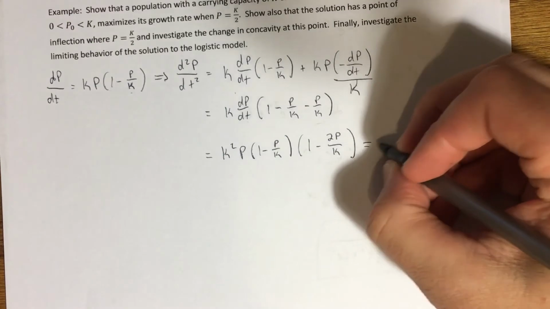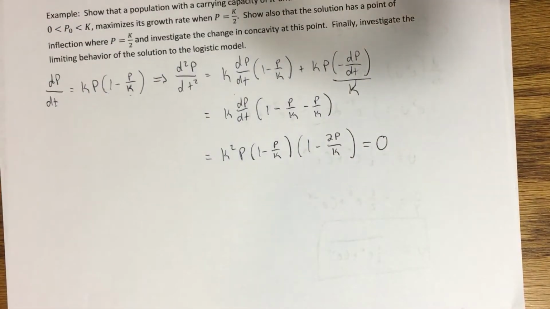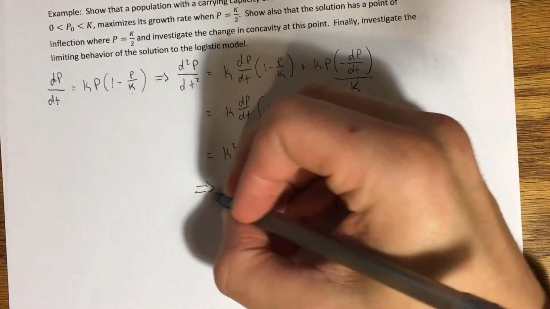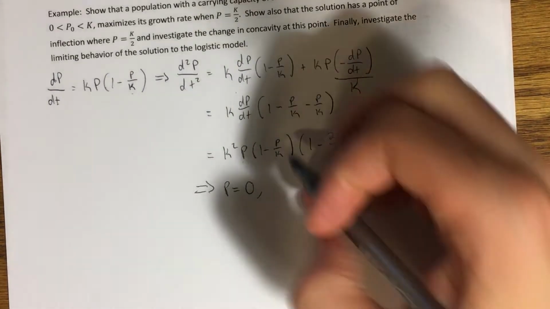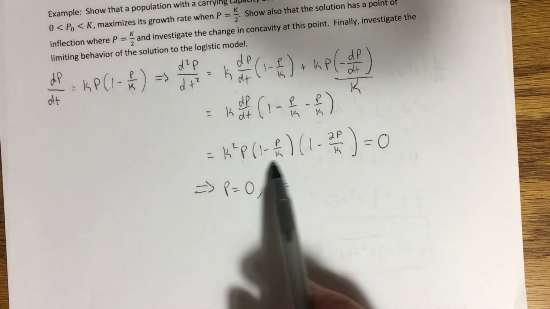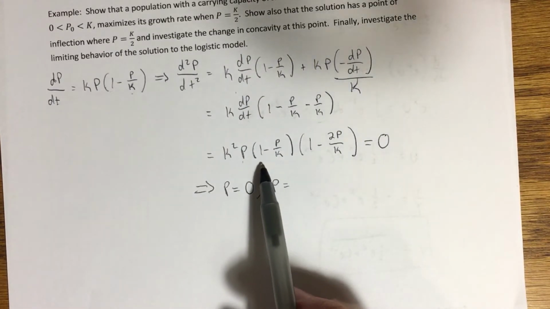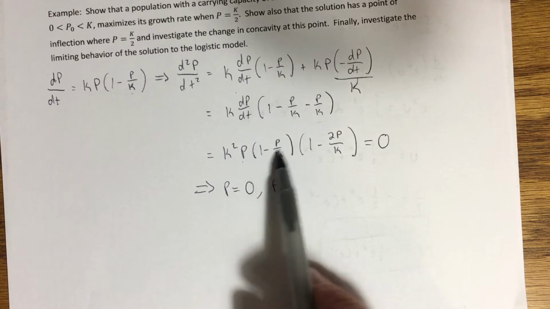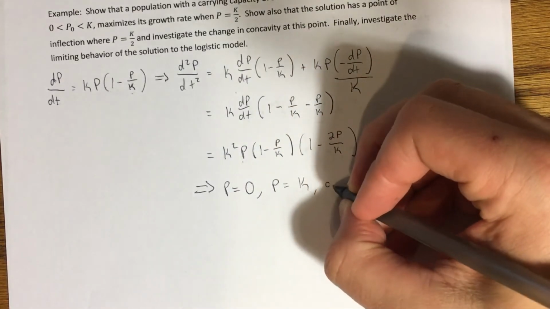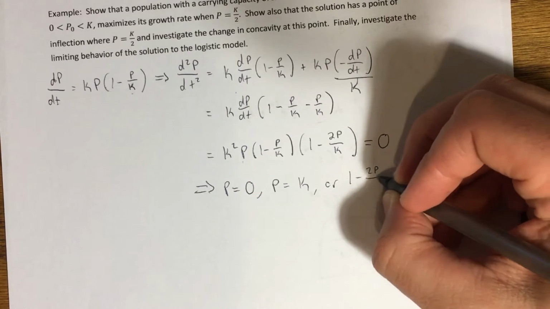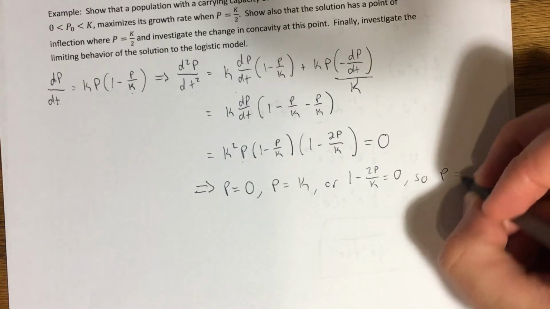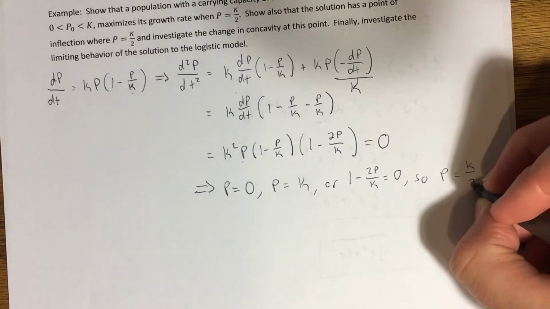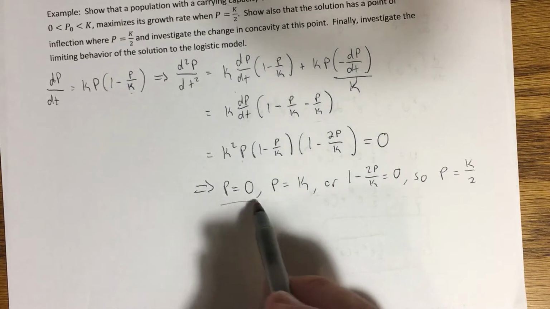Okay? Now if that's equal to 0, remember I set that equal to 0 because I'm looking for a critical number. I can then solve this. That implies that p is either equal to 0, that's from this factor right here. P is equal to, what would cause this expression here to equal 0? Well, p would have to equal k, because that's 1 minus 1, so p equals k. Or 1 minus 2p over k equals 0, which would imply that p, if you solve this, is equal to k over 2. Okay?